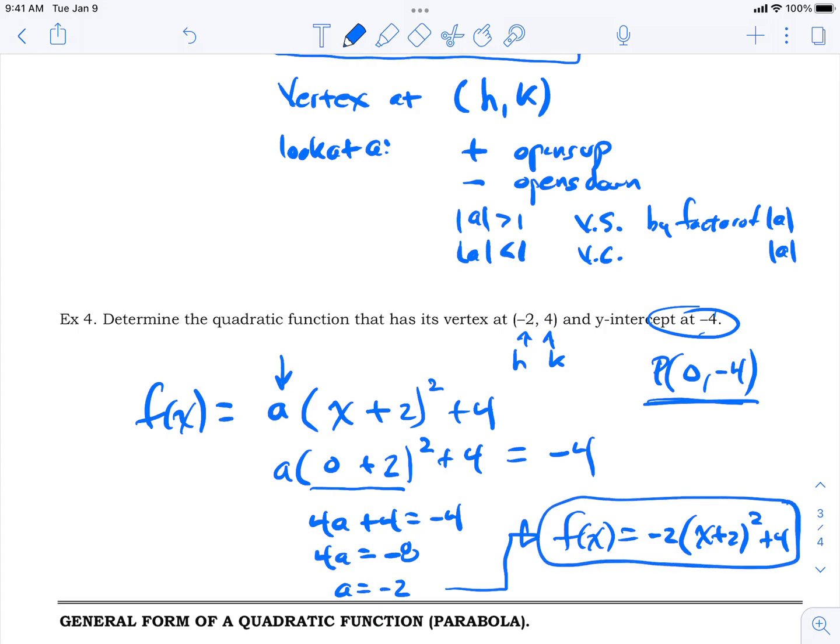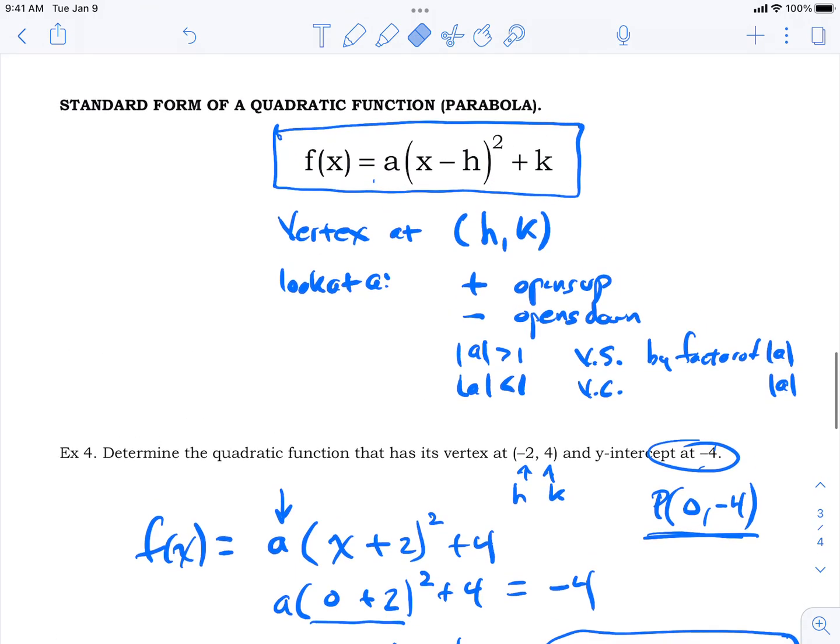You knew where the vertex was. You knew where the y-intercept was. It doesn't take long to say, I know the whole darn formula. I know the whole darn function. Cool. Cool beans.